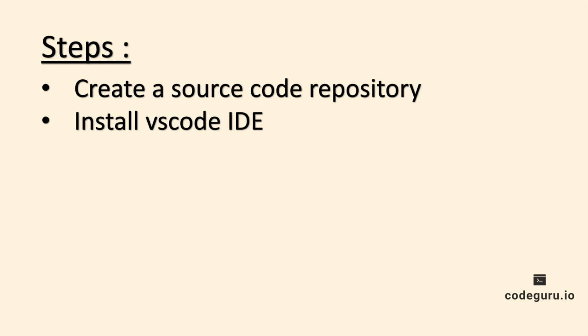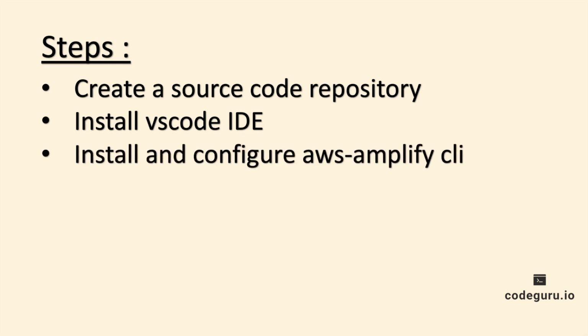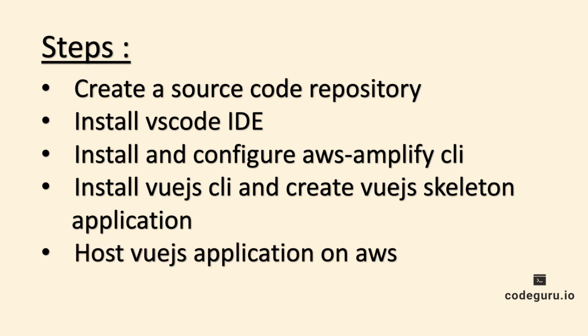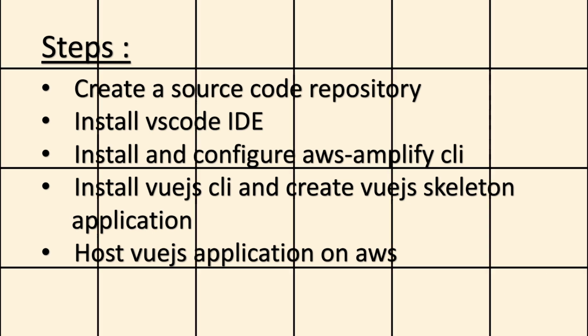Once we are done with that step, we will proceed and go ahead and install and configure our aws-amplify CLI tools. And then once we are done with that, we will proceed with our fourth step, in which we are going to install our Vue.js CLI tools and create a Vue.js skeleton application. And finally, we will go ahead and host our skeleton Vue.js application on AWS.